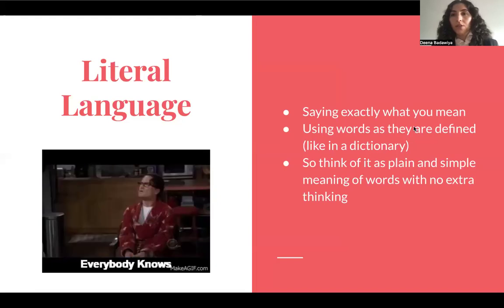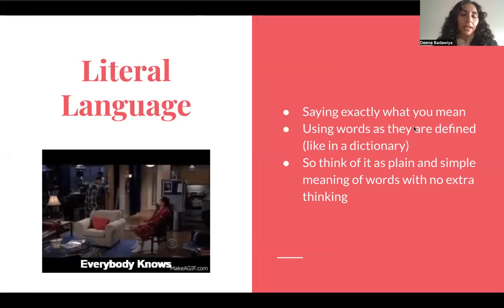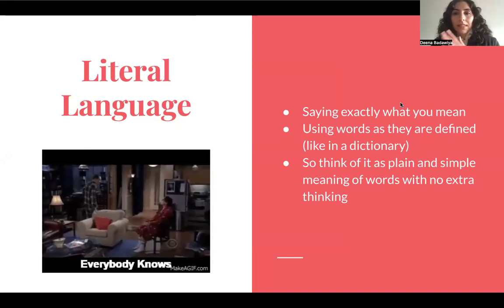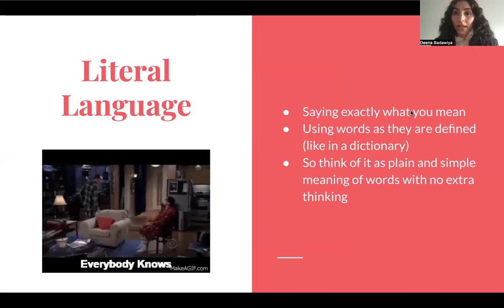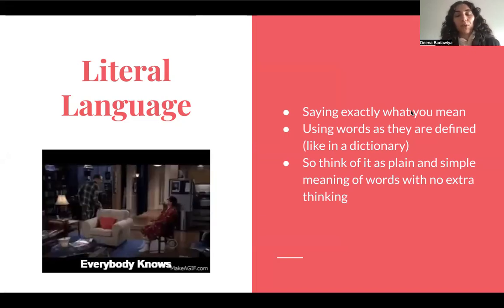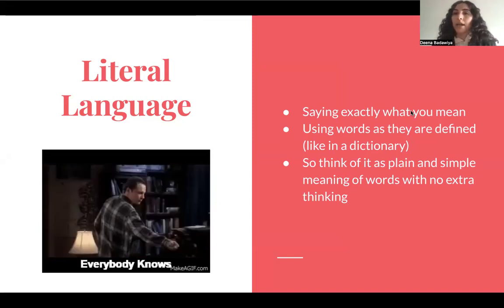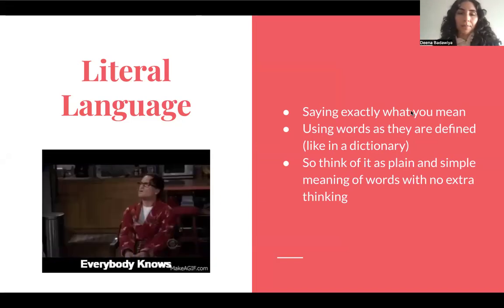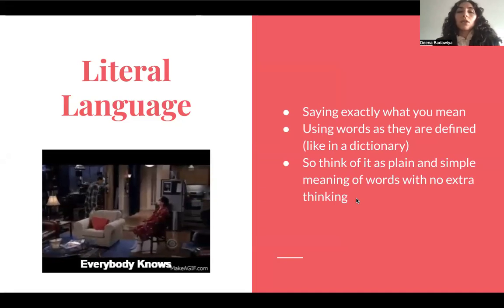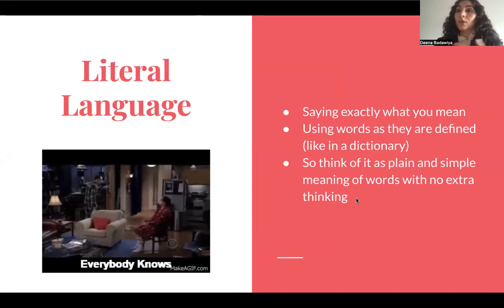Before we get started, we need to know what literal language means. And literal language is basically what everyone already knows. So it's saying exactly what you mean. You use words that are exactly defined like what you find in the dictionary. And it's just plain and simple words. So for example, if I am hungry, literally I would just say, I am hungry. And everyone would understand what that means. It just means that I need to eat, right? And so literal language is easy because you don't really have to guess what people are saying or what people are thinking.